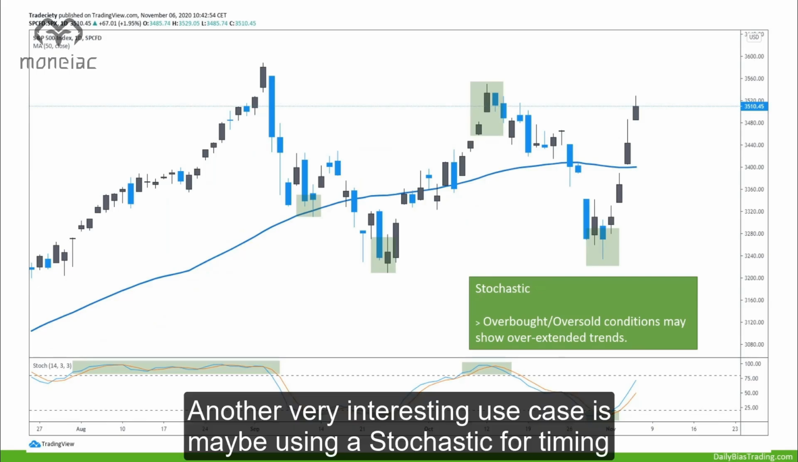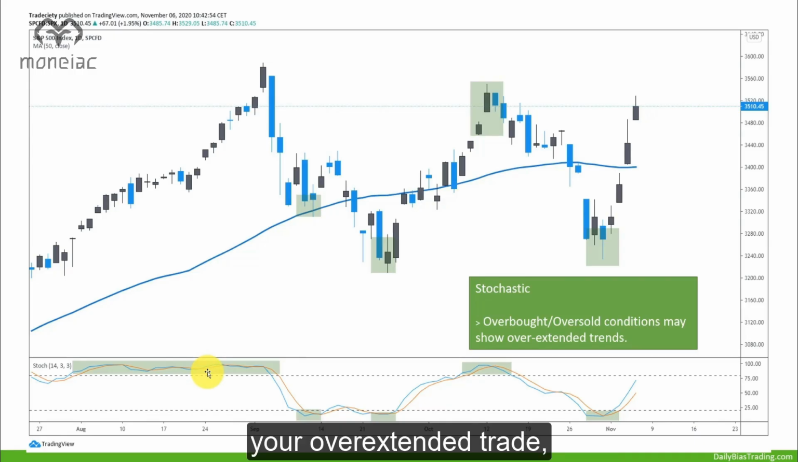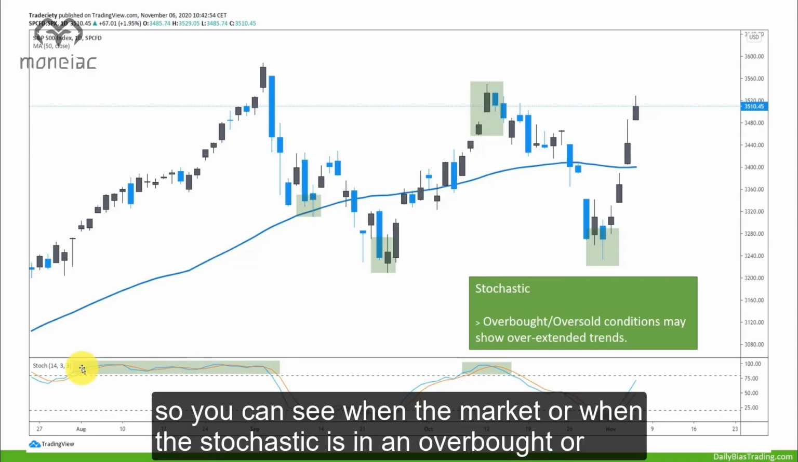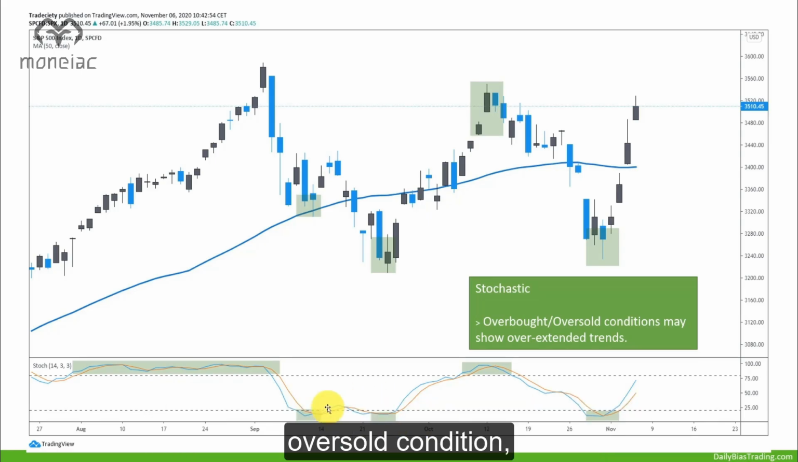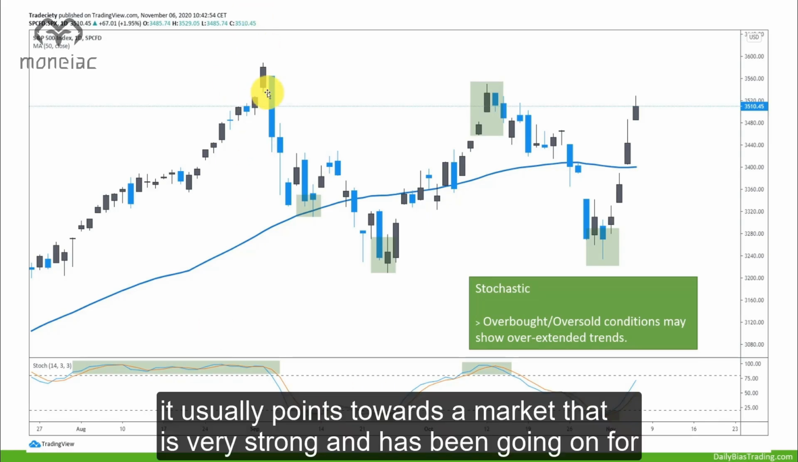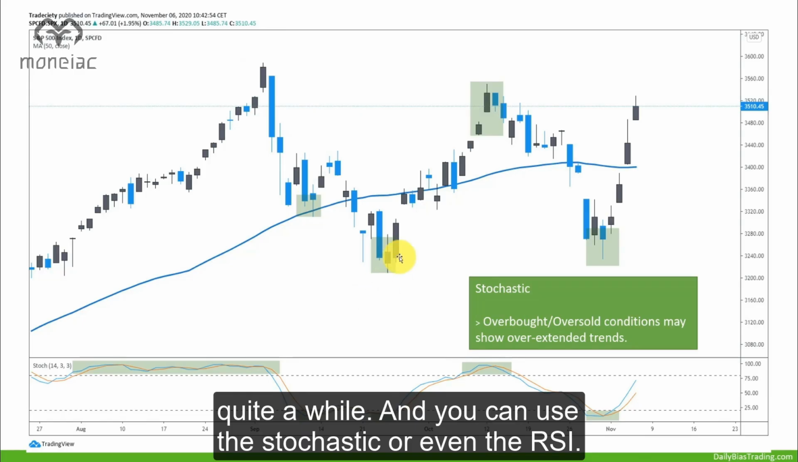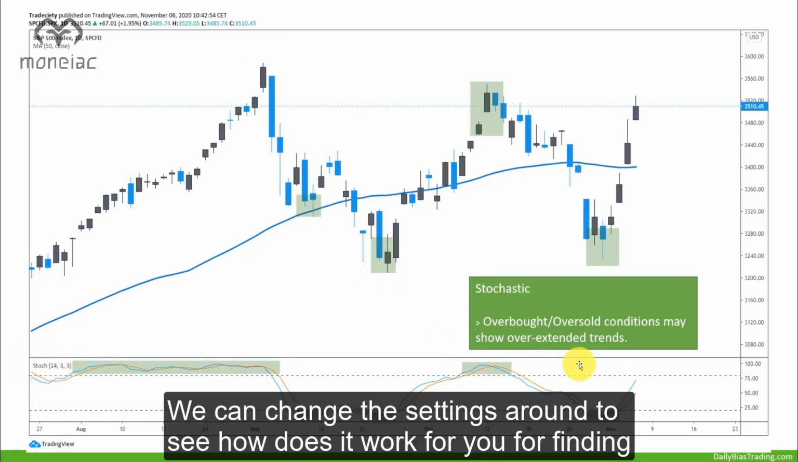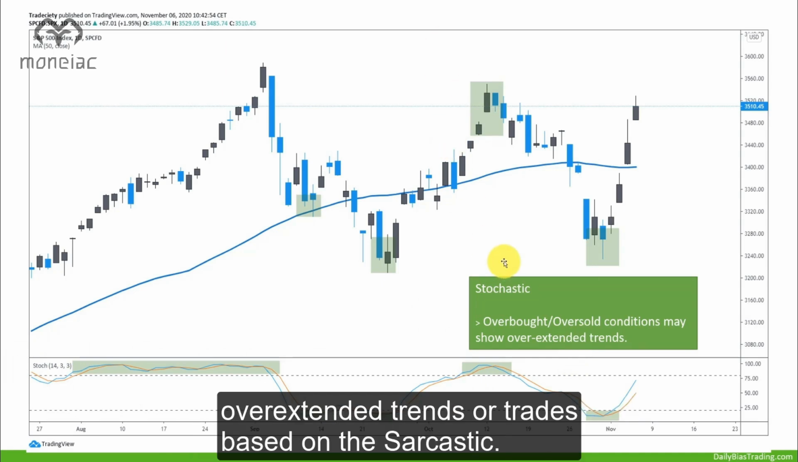Another very interesting use case is maybe using a stochastic for timing your overextended trade. So you can see when the stochastic is in an overbought or oversold condition, it usually points towards a market that is very strong and has been going on for quite a while. And you can use the stochastic or even the RSI. You can change the settings around to see how it works for you for finding overextended trends or trades based on the stochastic.